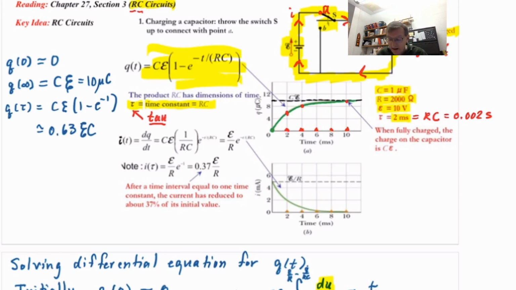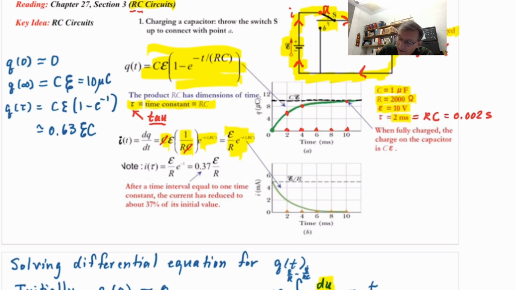Remember, C times E is a constant, 1 is a constant. You have to use the chain rule. When you take dq dt, you'll get C times E, and then from the E exponential, you think of that as e to the blob. You'll have e to the blob times the derivative of the blob with respect to t. That'll leave you e to the minus t over RC, that may be hard to see, and then a 1 over RC, and the factors of C cancel, and you're left with curly E over R times e to the minus t over RC.